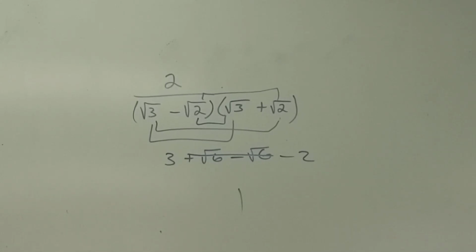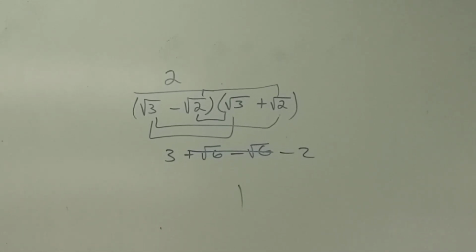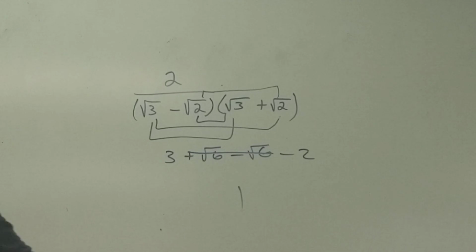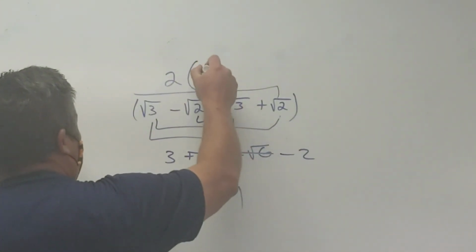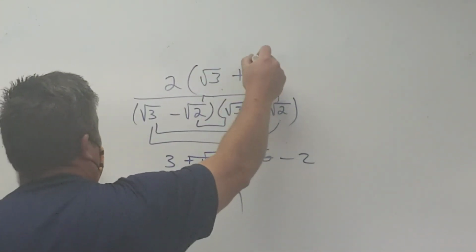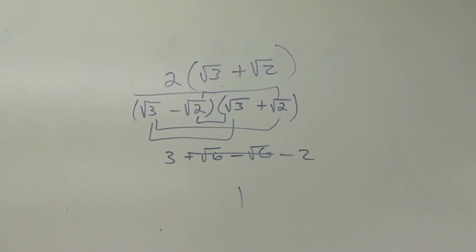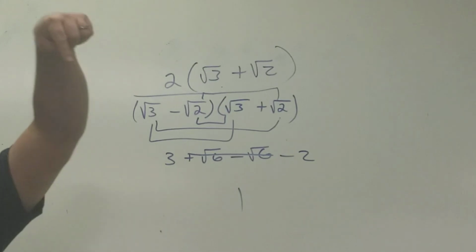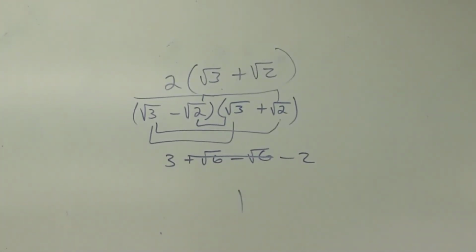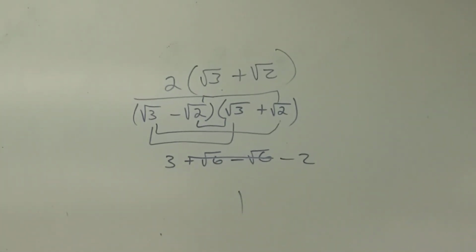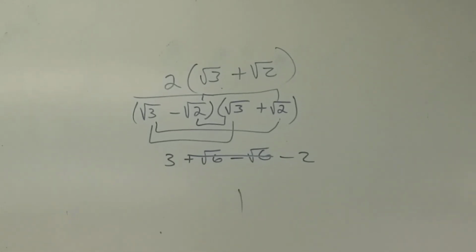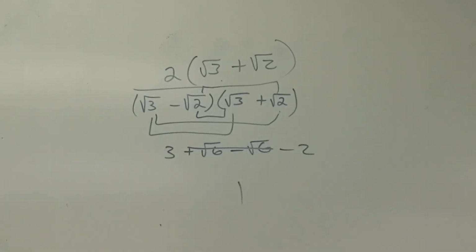I multiplied the bottom by the conjugate, but I have to multiply the what? Top by the conjugate. Okay, I got to multiply the conjugate up here. Square root of 3 plus square root of 2. Okay? Now what? What does the top become? Can I distribute that too? Yes, but it's like distributing to an x and a y because they're not like what? Terms.